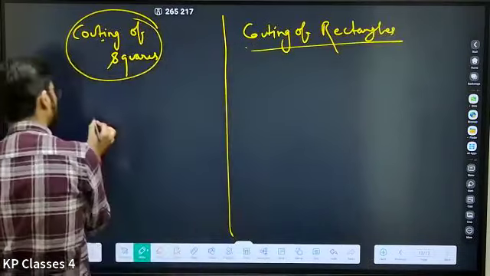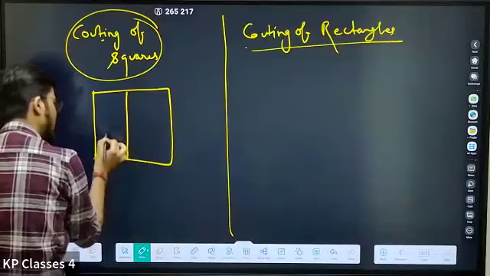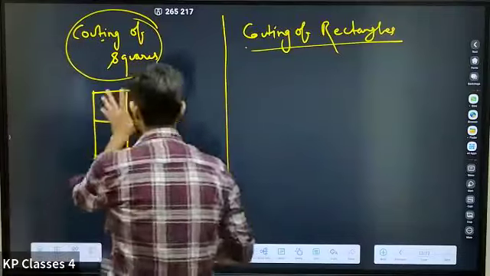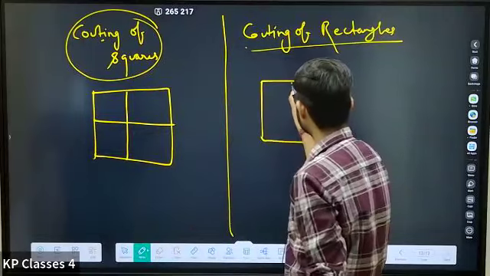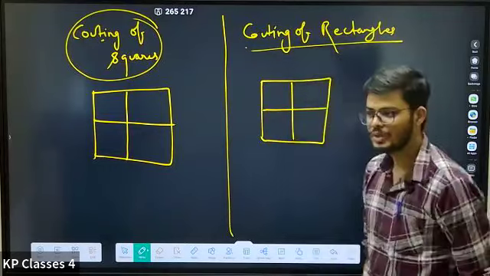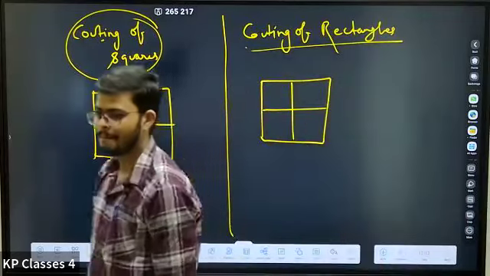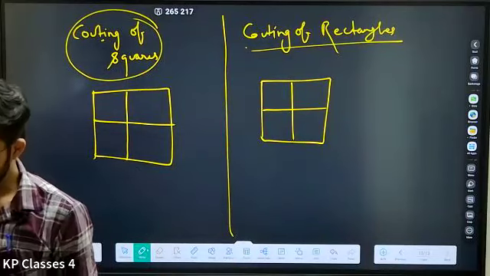Now, for an example, if I'm going to give you a figure like this, can you guys tell me how many squares are there? And in the similar figure, if I'm asking how many rectangles are there, what will be the answer? Number of squares and number of rectangles.